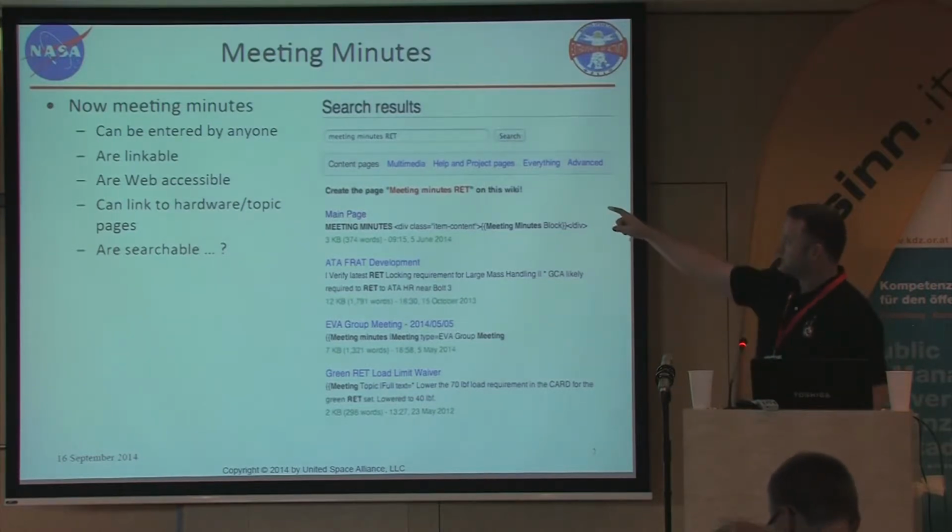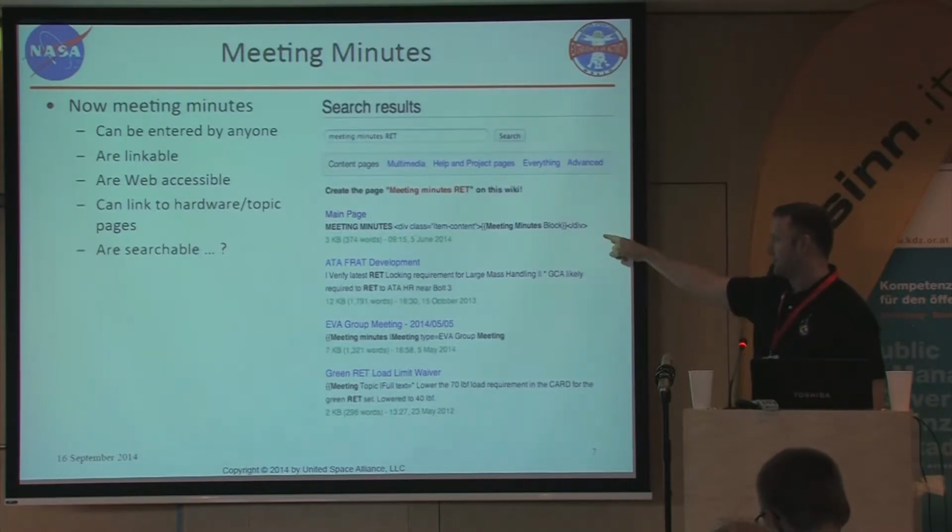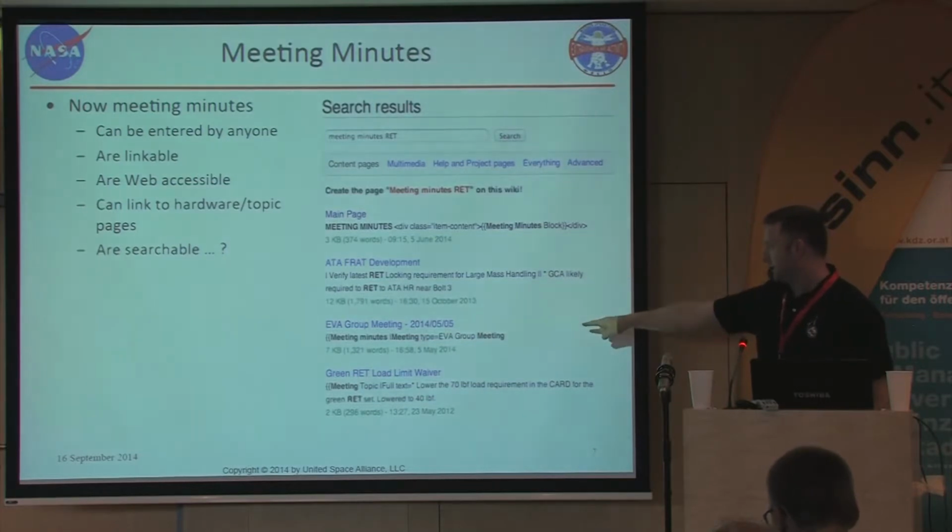So I did a search for meeting minutes, RET, that's an acronym, we have lots of acronyms at NASA, and retractable equipment tether is one of our pieces of hardware. And I said, let's see if I can find the meeting minutes pertaining to that piece of hardware. And as you can see, I got the main page, I got some development page, I got one hit here, but it's hard to tell if that's really what I want. So it sort of helps, but it's not the best.